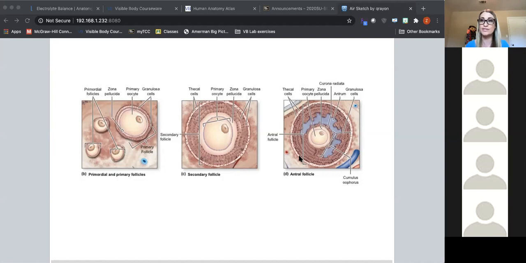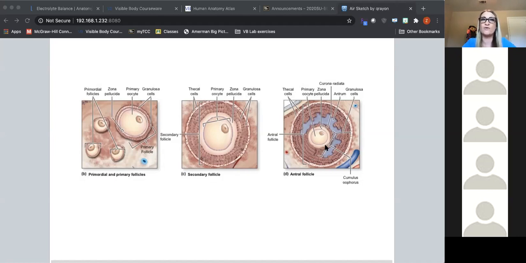The outermost cells of this follicle are called thecal cells. The thecal cells are going to release androgen, and this androgen will become estrogen. This is also going to help with changes that are going on as this ovarian cycle goes on. As these maturing follicles are getting larger and they mature, they are going to release inhibin and also low levels of estrogen.